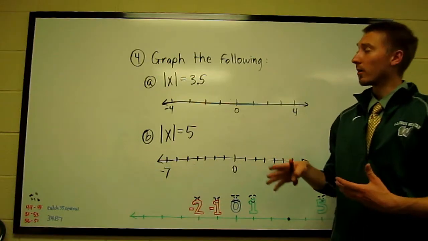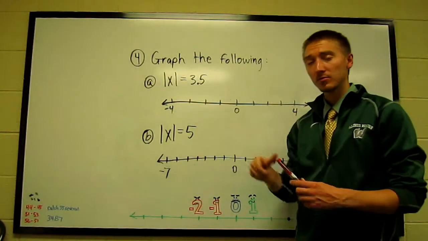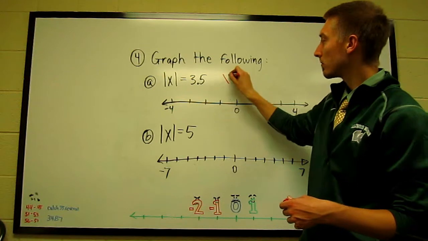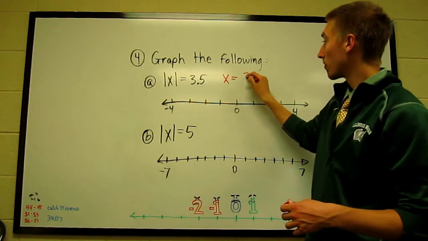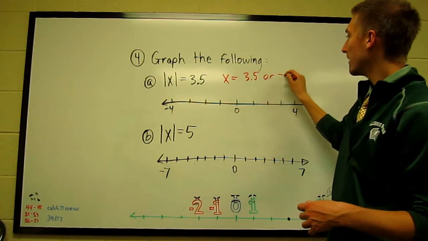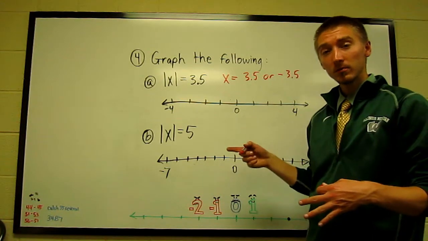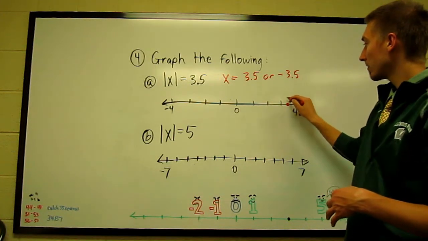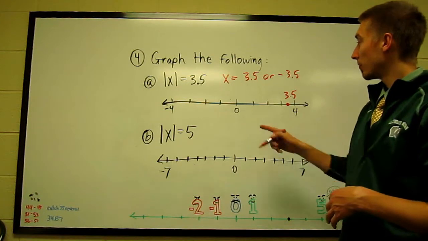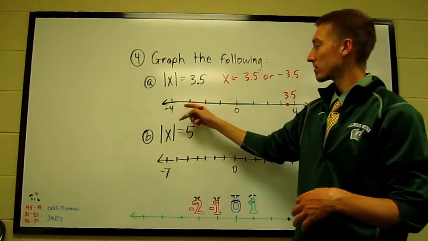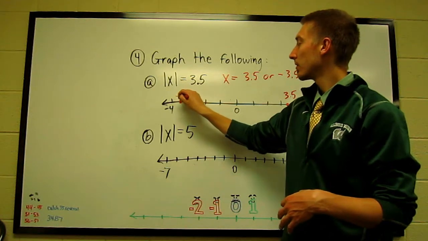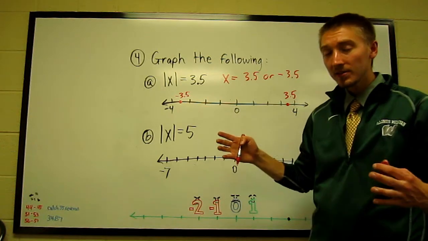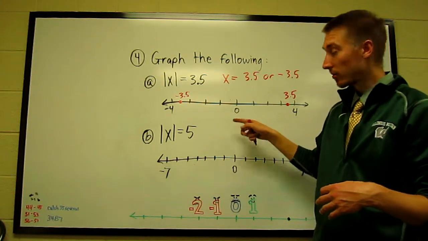Number 4, I'm just asking you to graph the following absolute value problems. So if we have the absolute value of x is equal to 3.5, we know from what we've just done that x can equal both 3.5 or negative 3.5. So all we're going to do is graph those two numbers. So we'll go over 3.5 units, that'll be right here, 3.5, and then we will go left 3.5 units, which will be right here, negative 3.5. Both of these have an absolute value or a distance from 0 of 3.5 units.